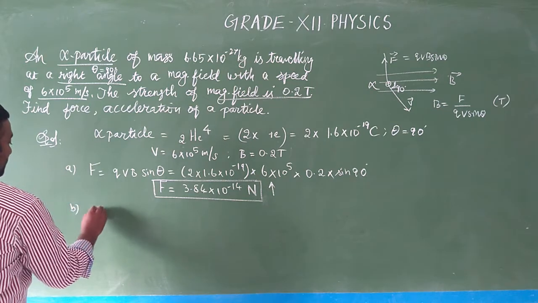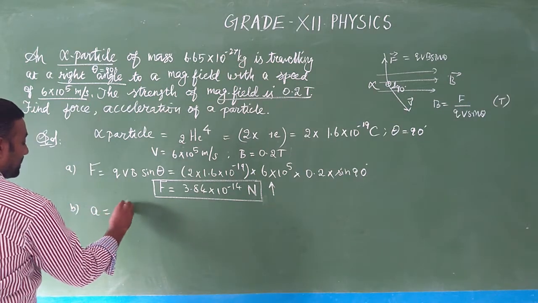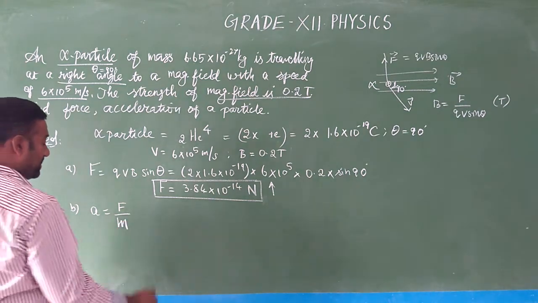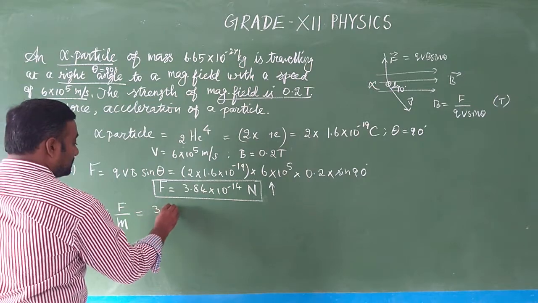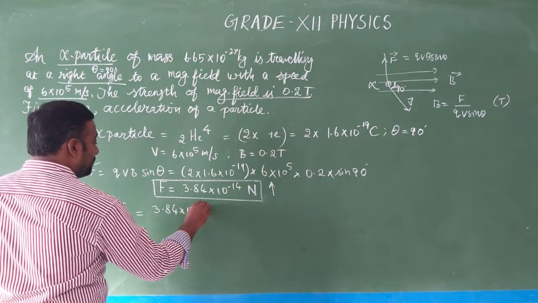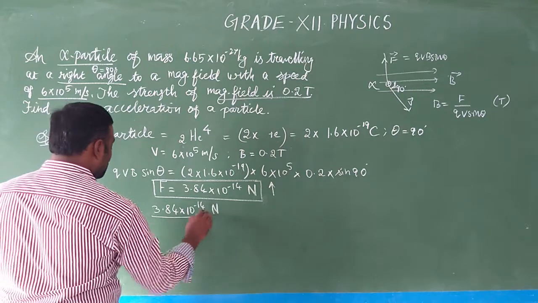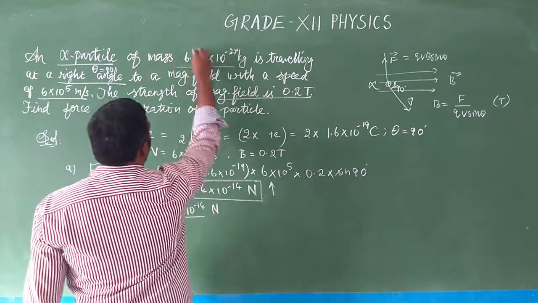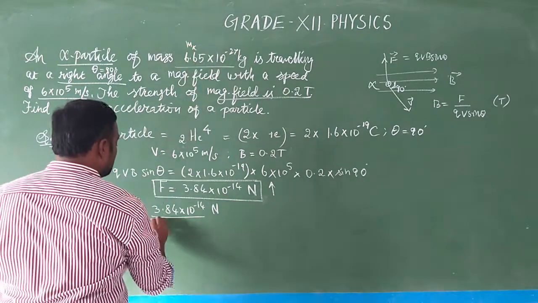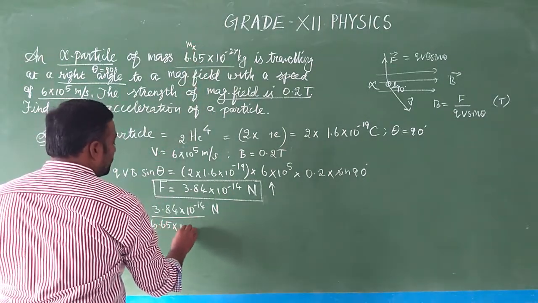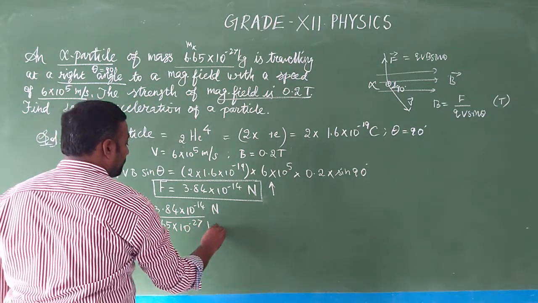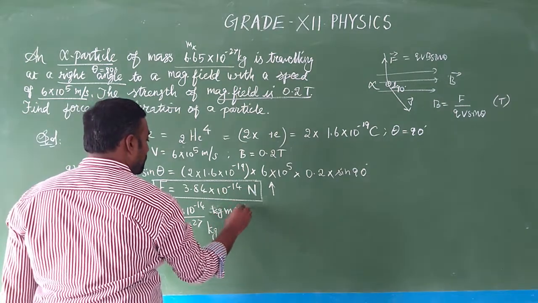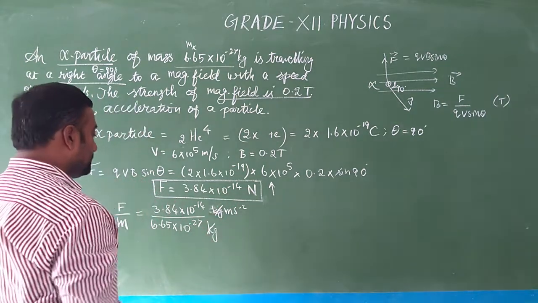The second one is acceleration. The acceleration from the second law is the ratio of the force and the mass of the charged particle. So the force we have calculated, that is 3.84 into 10 to the power minus 14 Newton, divided by the mass of an alpha particle. Already they mentioned the mass of an alpha particle, which is 6.65 into 10 to the power minus 27 kilogram. Newton we can write as kilogram meter per second square, so kilogram cancels.